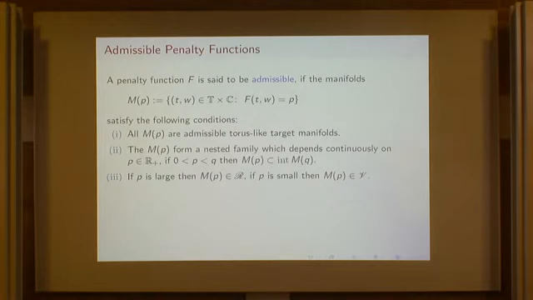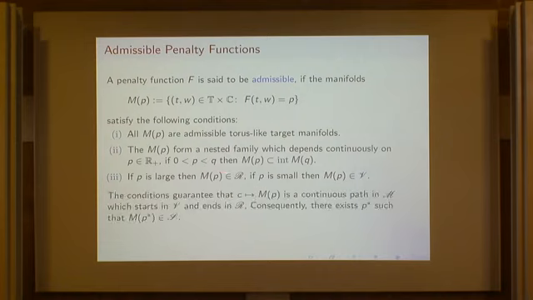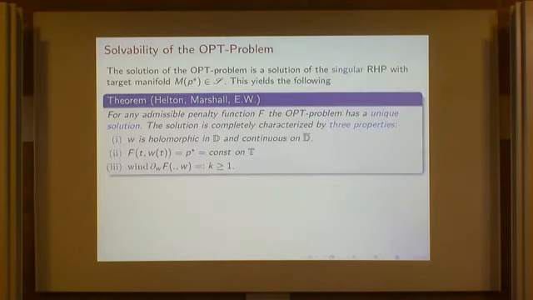Here's the setting again. So we have admissible torus-like target manifolds. They have to form a nested family. And if this P is sufficiently large, then we are in the regular set. If it is sufficiently small, then we are in the void set. And we have a continuous path which starts, I should say the other way around, maybe in R and ends in V. And so there exists an optimal P where we are in this set S. And indeed, this is the result. Under these assumptions, we get a unique solution of this optimization problem.